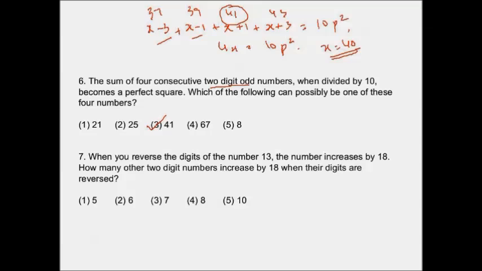Now move on to the next question, that is question number 7. When you reverse the digits of the number 13, the number increases by 18. How many other 2-digit numbers increase by 18 when their digits are reversed?